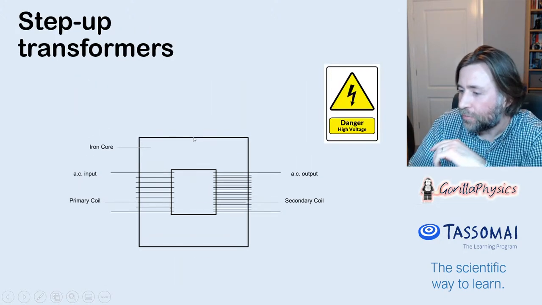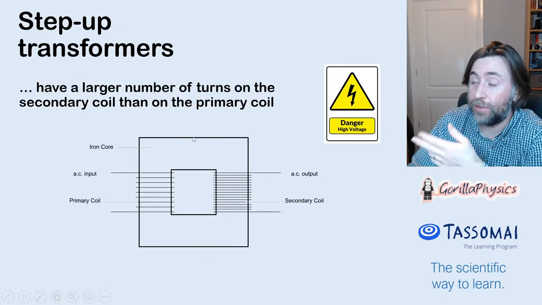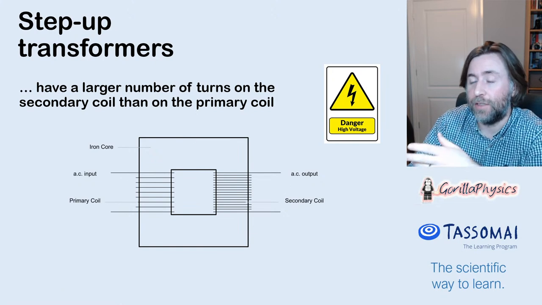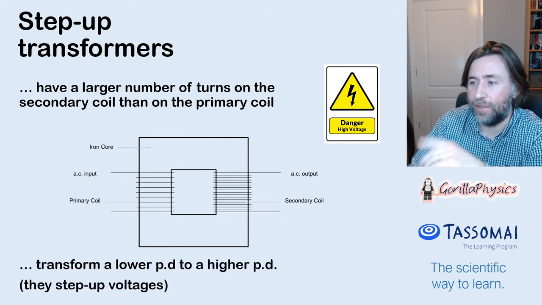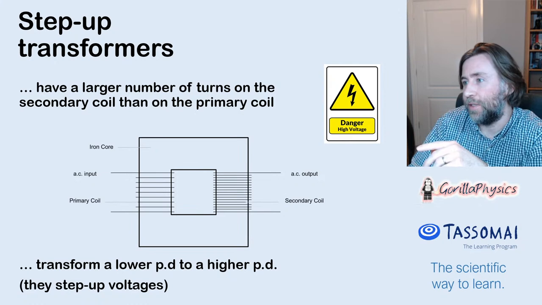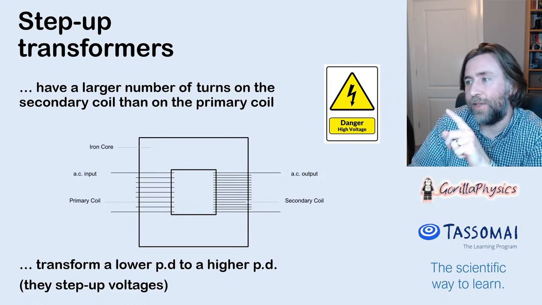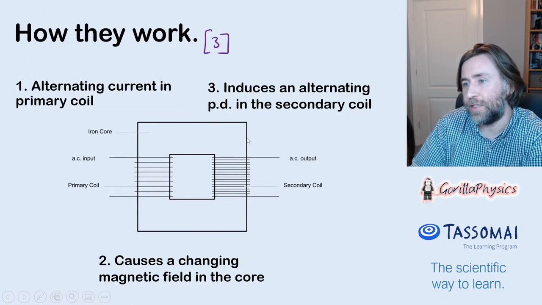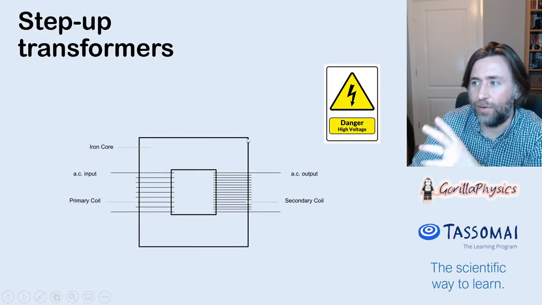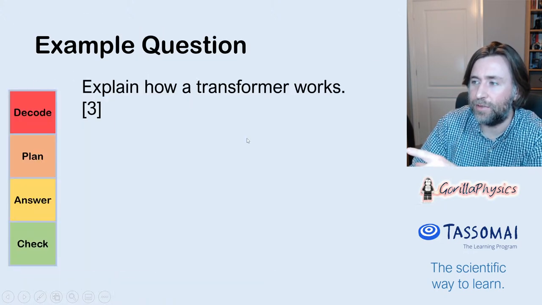All right. Now, how does a step-up transformer work? They have a larger number of turns on the secondary than the primary, and they transform lower PD to higher PD. But just to say, don't get confused: if they ask you how a transformer works, it's this explanation. If they ask you about how you make a step up or a step down, it would be this explanation.